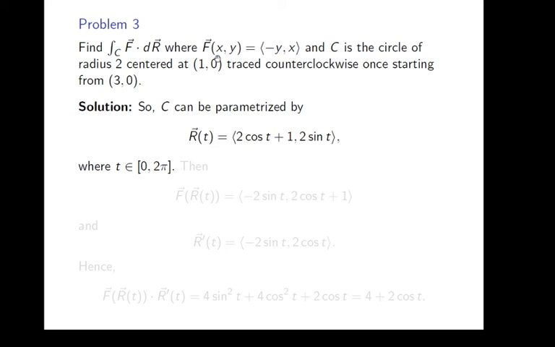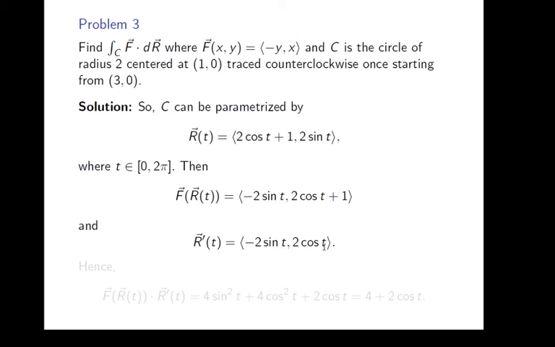So all we need to do now is to evaluate the function f at the function r of t, and compute the derivative of this function r. So plugging in 2 cosine t plus 1 to x and plugging in 2 sine of t to y, we will get f evaluated at r is equal to (negative 2 sine of t, 2 cosine of t plus 1). And the derivative of r is, for the first coordinate, the derivative of 2 cosine t plus 1, which is negative 2 sine of t plus 0. And for the second coordinate, the derivative of 2 sine of t is 2 cosine of t.